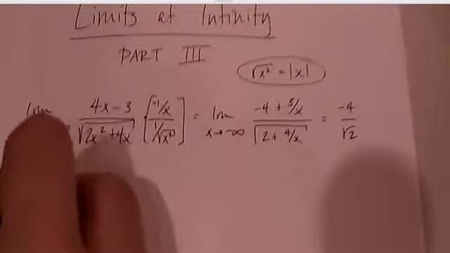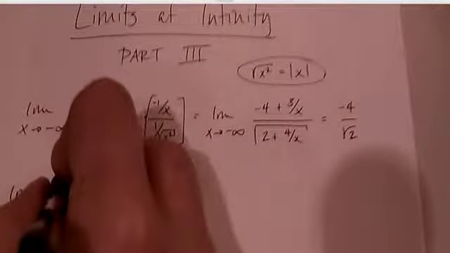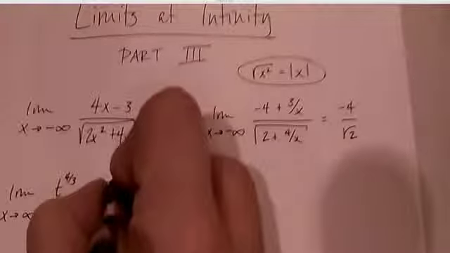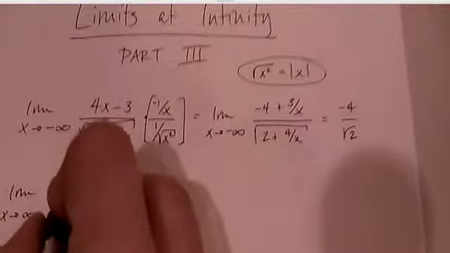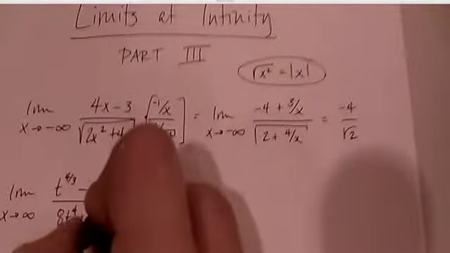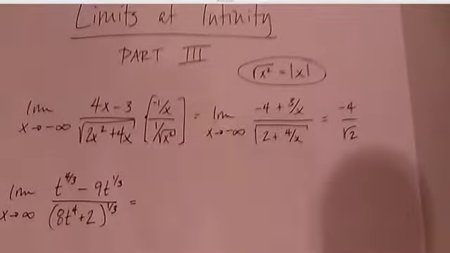Limit as x approaches infinity of t to the 4/3 minus 9t to the 1/3, all of that over 8t to the 4th plus 2, all to the 1/3. Okay? Now, what is the degree of the numerator? Well, it's very easy. It's t to the 4/3, right? So 4/3 is the highest power in the numerator, and therefore that's the degree of the numerator. What's the degree of the denominator?